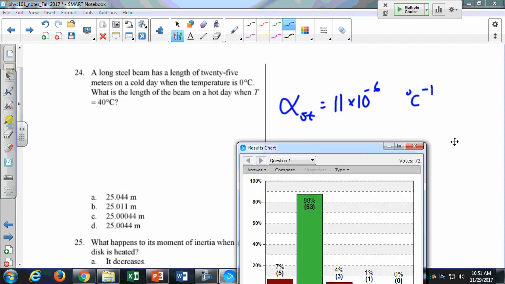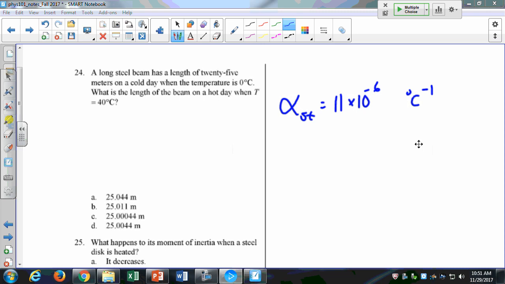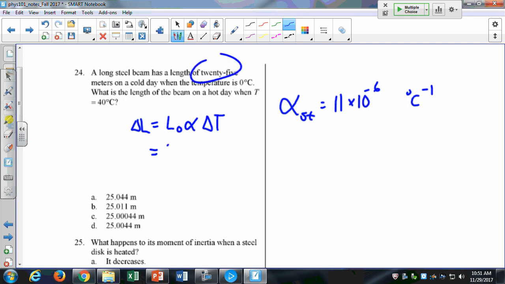Okay, good. B is right. To find delta L, I say delta L is equal to L naught alpha delta T. L naught is this 25 meters. That's its original length. The longer an object is, the longer it's going to expand as the temperature increases. There's just more material there to expand. Alpha is that 11 times 10 to the minus 6. That likely will not be in the problem. You'll have to look on your table to find that coefficient of linear expansion on your equation sheet.